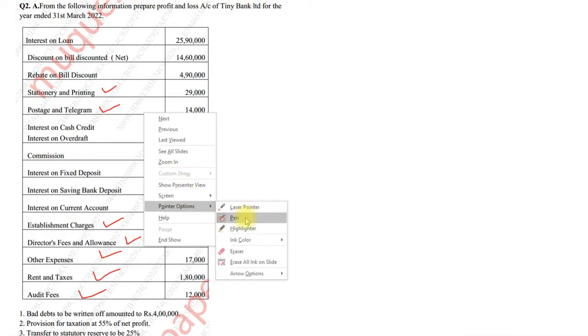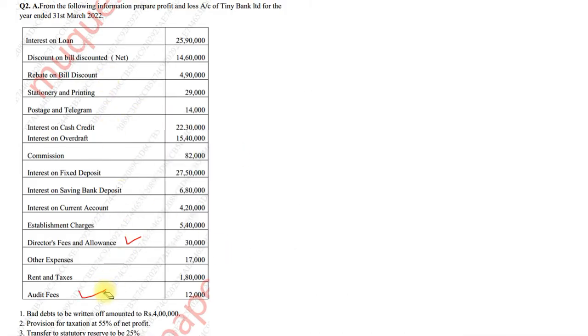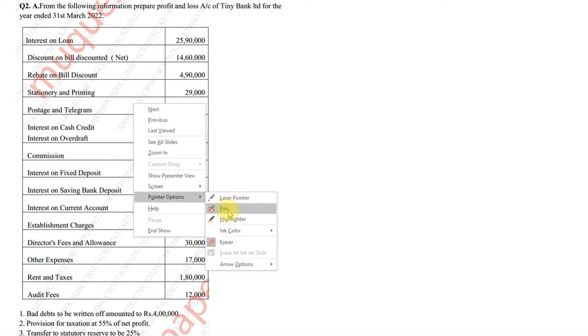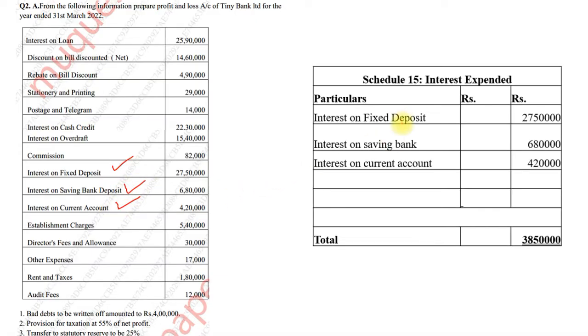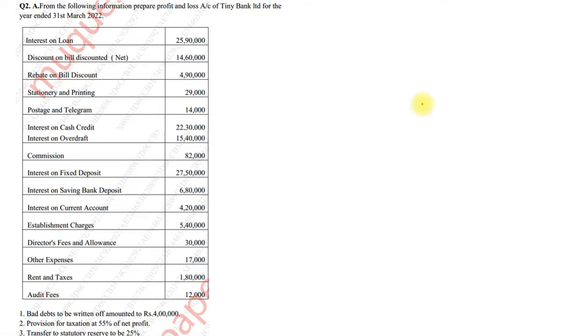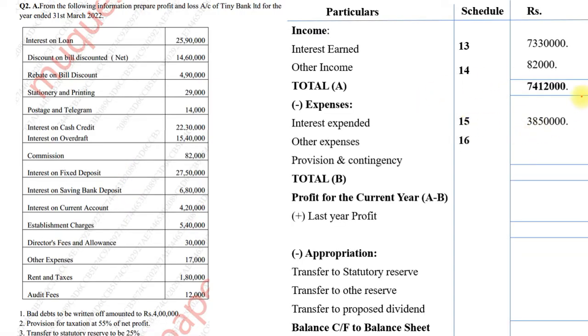I'll do one thing, I'll just erase these parts. Now interest expended means where as a bank I need to pay interest. I need to pay interest on fixed deposit, interest on savings bank, and interest on current account. So we'll have three: interest on FD, savings, current. Total it up, it comes to 38 lakh 50,000. That is our schedule number 15. So we noted down schedule number 15 as 38 lakh 50,000.